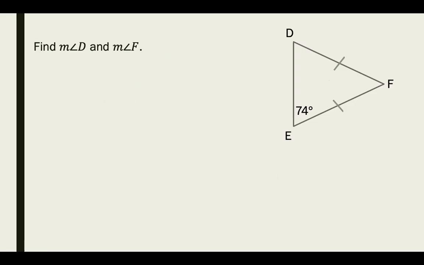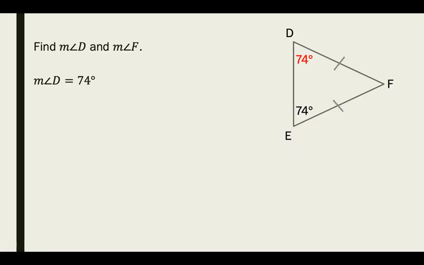Here we have an isosceles triangle with legs DF and EF, and we want to figure out the measure of the two missing angles, angle D and angle F. So we just said that the angles across from the legs have to be congruent. E is across from one of the legs, D is across from the other leg. So if angle E is 74, angle D is also 74 degrees.